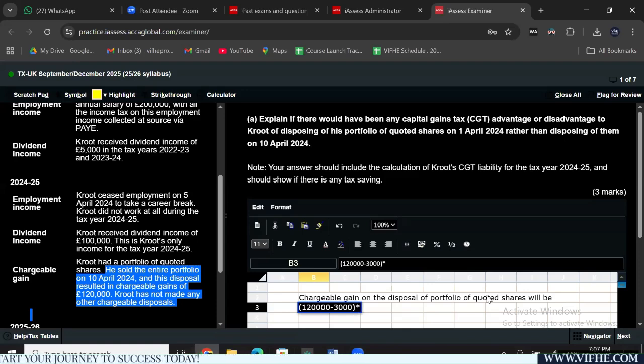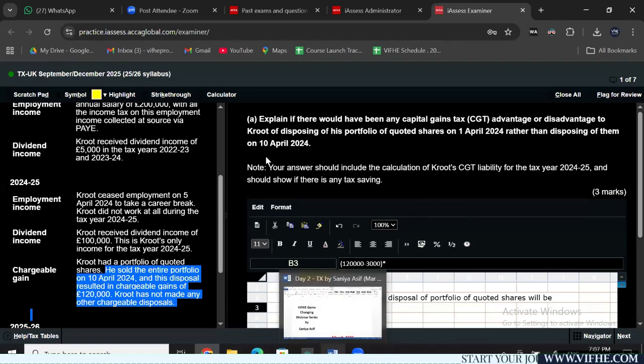Can you please tell me what rate we need to apply? What rate do we need to apply in this case? As shares are being sold, the basic rate is 10% and the high rate is 20%. Well, what do you believe should be the rate over here? Yes, it is 20%. Why?